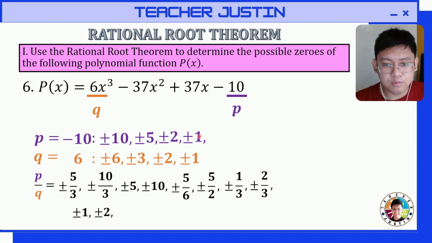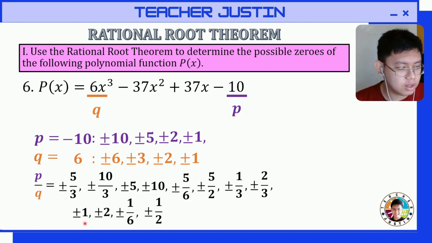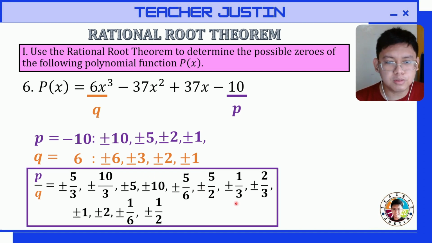Now, punta naman tayo kay 1. 1 divided by 6, that will be 1 over 6. Positive, negative, 1 over 6. 1 divided by 3 is 1/3. So, meron na tayong 1/3 dito. 1 divided by 2 is 1/2. So, positive, negative, 1/2. And 1 divided by 1 is 1. So, since meron tayong 1 dito, hindi na natin siya isusulat ulit. So, since nasulat na natin lahat ng possible roots natin, so the possible zeros of this polynomial function will be this set of numbers in this box. Ayan. So, ito yon. And that's it.